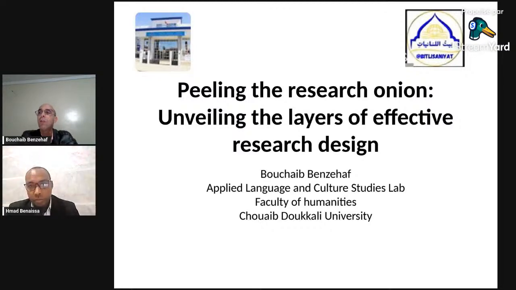So by guiding the students through the various layers of the research onion, we can encourage these students' critical thinking about how their research philosophy aligns with their methods and the overall research strategy. This is key to producing coherent and logically sound research.